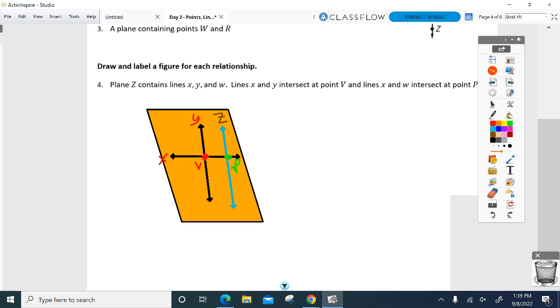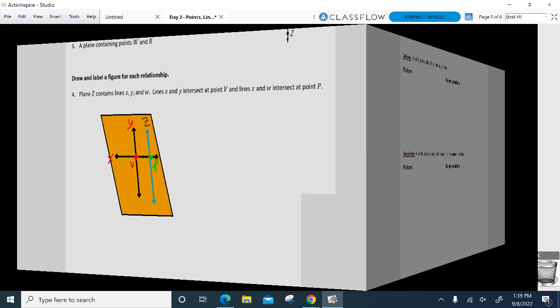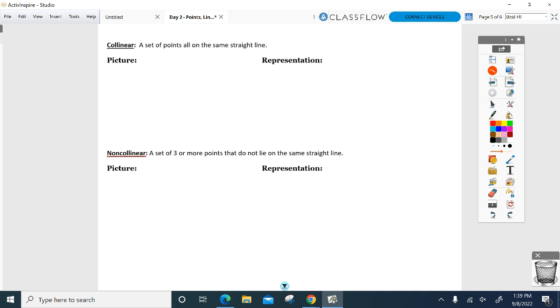Questions? Points, lines, planes. We got two more. I think two or three more vocabulary terms for you. Good job, guys. Wait till next week. It's going to get intense.